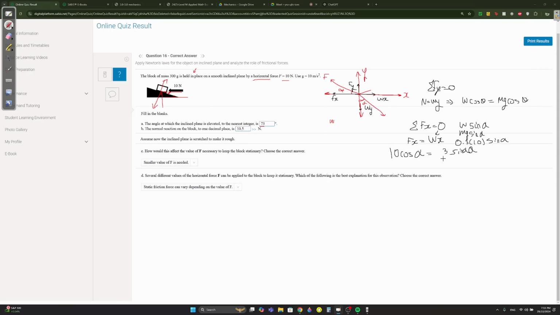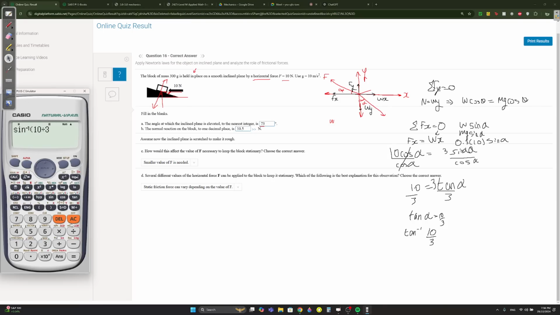Let's divide on both sides by cosine alpha. You're going to cancel this. You're going to get 10 is equal to 3 sine over cosine, which is tan alpha. So 3 tan alpha is 10. Divide by 3 on both sides. You get tan alpha is equal to 10 over 3. So do shift tan 10 over 3, and you should get 73 degrees.